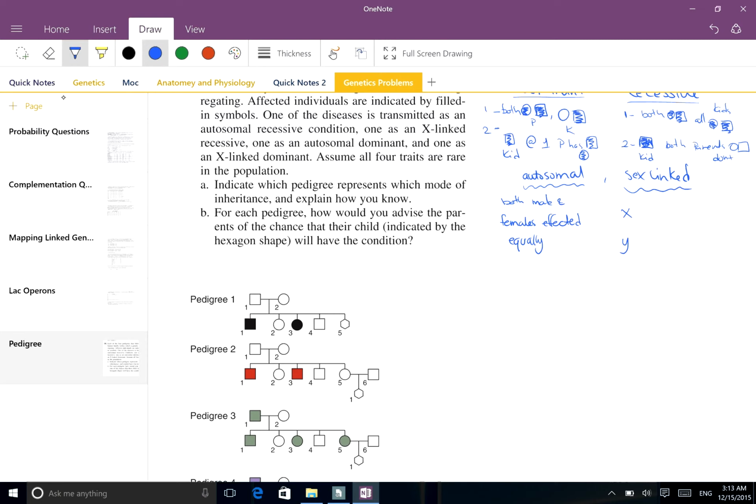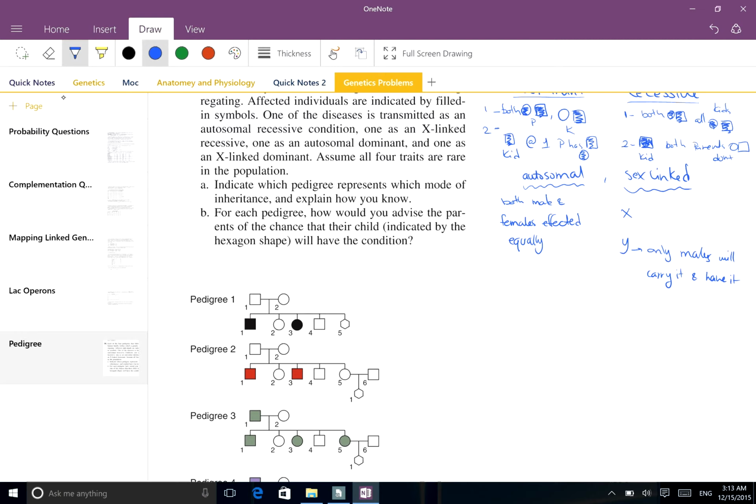For sex-linked diseases, you can have it being X-linked or Y-linked. If it's Y-linked, only males will carry it and have it. So it's only the males, like the fathers, that will give it to their sons, and then those sons will give it to their sons, and so on.